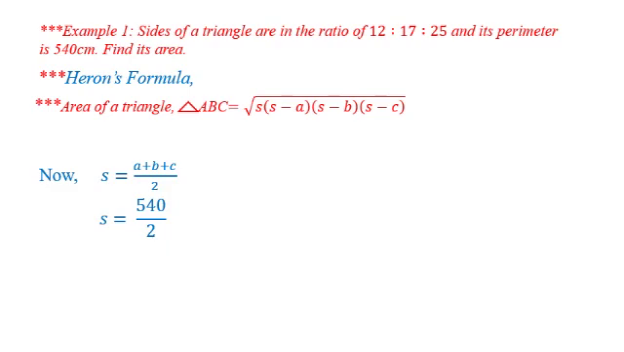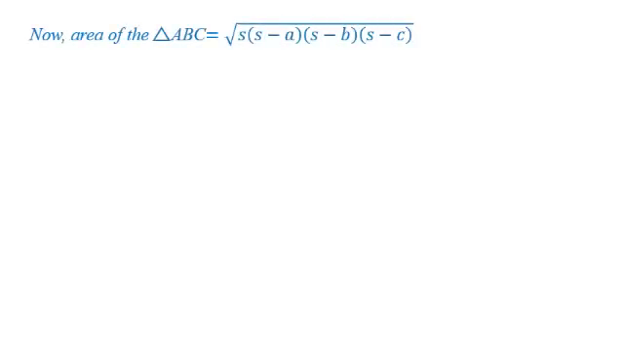Now we know that a plus b plus c is nothing but the perimeter of the triangle, which was already mentioned in the question as equal to 540. So we get s equals 540 divided by 2, and therefore s is equal to 270. Now let us proceed on to find the area of the triangle.